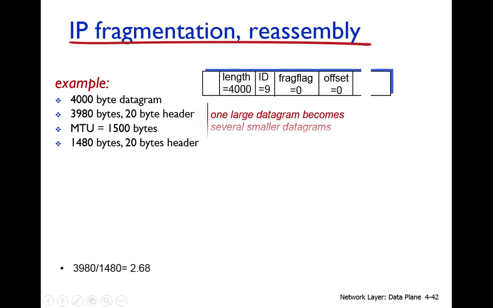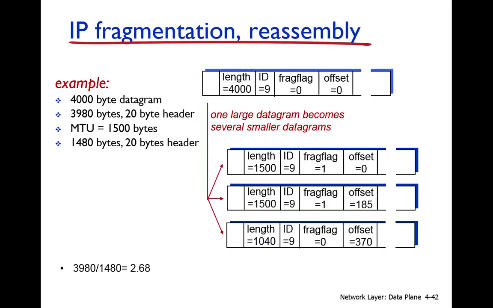Let me explain it. This packet should be divided into 3 packets. Why? The packet received is 3980 bytes of data, and it should be divided such that each packet is a maximum of 1480 bytes of data. This divided by this becomes 2 point something, so it means that it will have 3 packets: 1 packet, 2 packet, 3 packet.